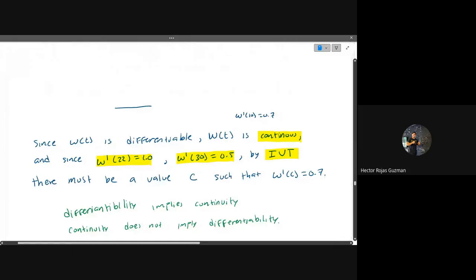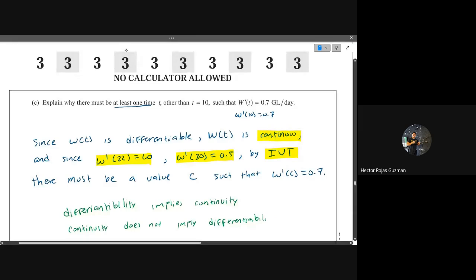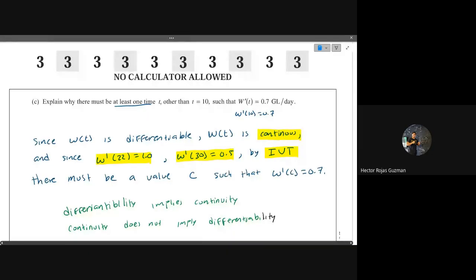Okay. Trying to fix this right here. I think something messed it up, but I guess not. Differentiability. Come on, there we go.